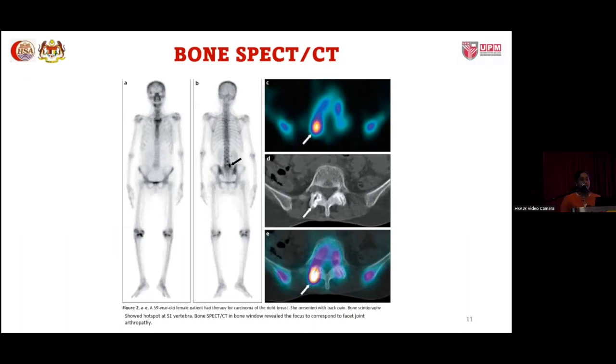This is an example of bone SPECT-CT, and a few other speakers previously have expounded on the benefits of determining whether it's a malignant or a benign condition. Even Dr. Shanmuga from India has mentioned if it's in the pedicles, it's more likely metastasis, but if it's in the facet joint, you're more confident to say this is degenerative changes.